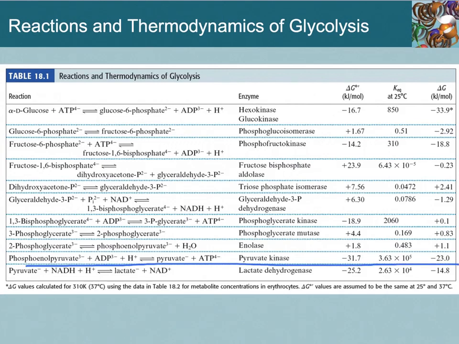Okay. And then if you sum up all of these reactions, you'll get the net reaction that I drew in the beginning, and you would see that delta G is negative. You don't have to memorize this table. I'm just showing it to you so that you can be familiar with these values.